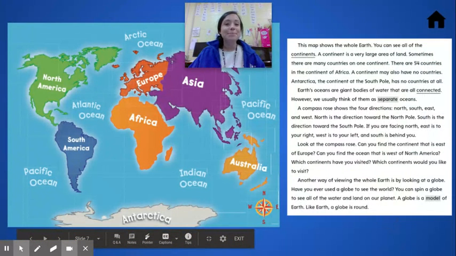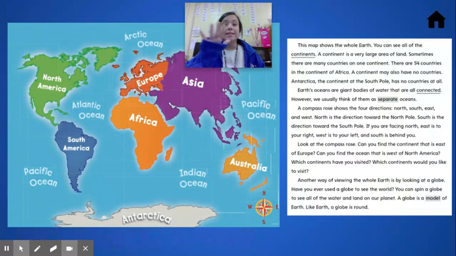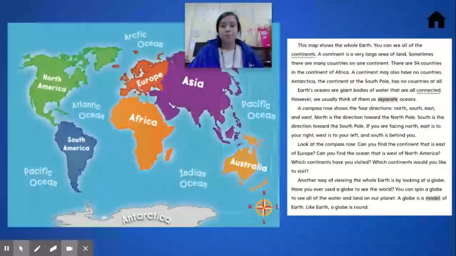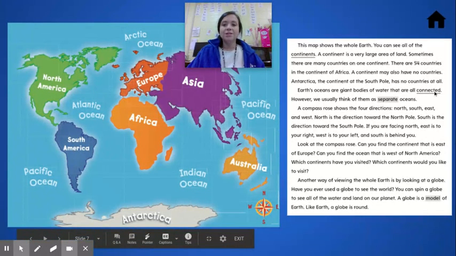Okay, now this map is of the entire Earth. All of the continents. A continent is a large area of land. Sometimes there are many countries in one continent. There are 54 countries in Africa. That's a lot because we only have 3. Down here, this is Antarctica. It has no countries because people don't live there. It's too cold. Earth's oceans are giant bodies of water and they're all connected. However, we usually think of them as separate oceans, but they really do all connect.